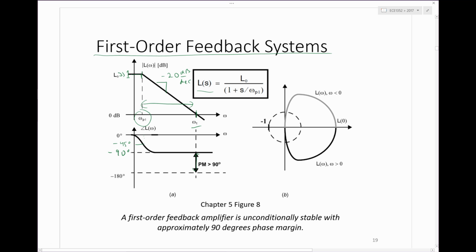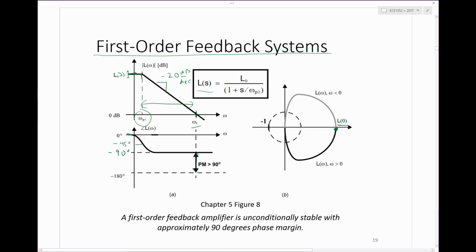Let's take us back to the Nyquist plot. What does it look like? So here we are at DC. At DC, L has 0 degrees phase shift and a high magnitude. So here's 0 degrees phase shift with a high magnitude. We're far from the origin.